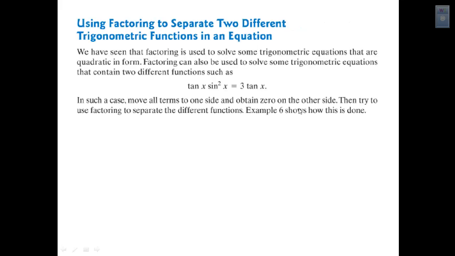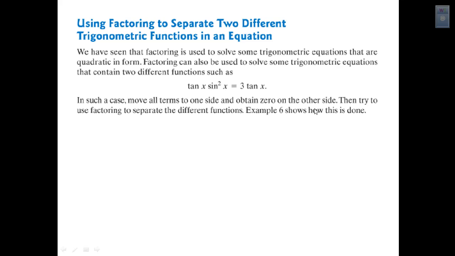Alright, now we've seen that factoring is used to solve some trigonometric equations that are quadratic in form. Factoring can also be used to solve some trigonometric equations that contain two different functions, such as tangent x sine squared x equals 3 tangent x. In such a case, be careful. Make sure you read this. Move all terms to one side and obtain 0 on the other side. Then try to use factoring to separate the different functions.